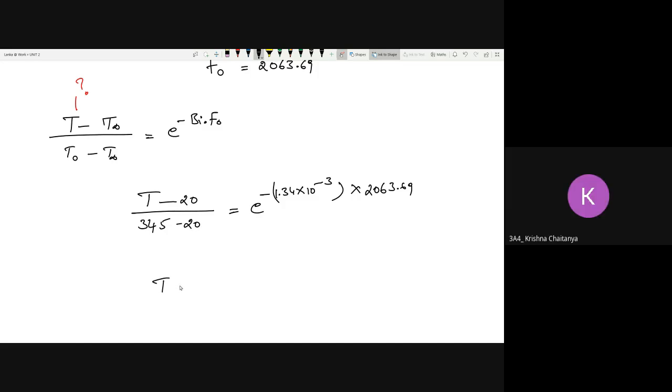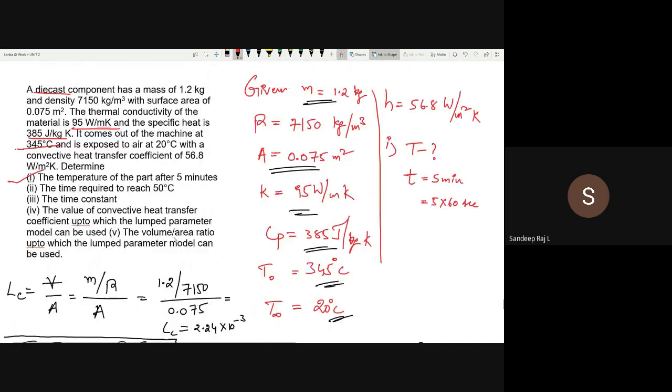Sir, is it 41? The T value is 41 degrees centigrade. So that's what he's asking you to find in the first question. So you're done with this. The first question is done. Let's move on to the second question now.